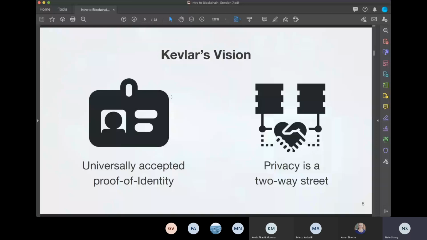Okay, so yes, this is the vision that we see for identity. Unfortunately, that's not the way things are today. So there are several problems that we can examine in the identity landscape today, and let's just look at a few of those.